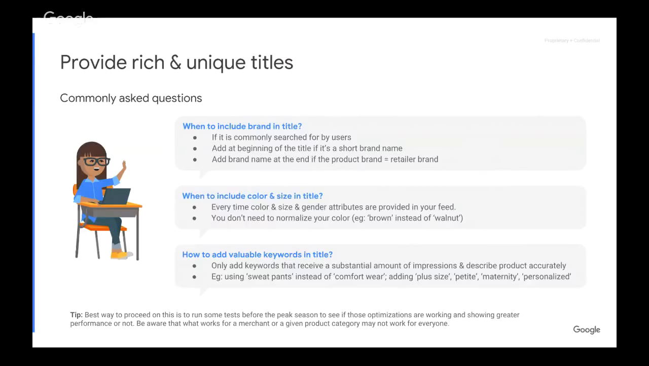Tip, best way to proceed on this is to run some tests to see if these optimizations are working and are actually showing the performance that you're expecting, because you need to be aware that what works for one merchant or a given product category might not apply to all product categories or all merchants.